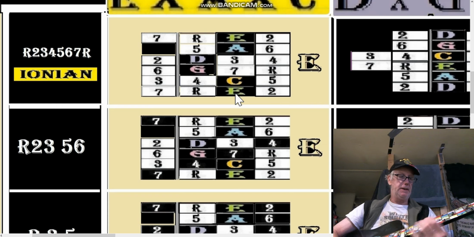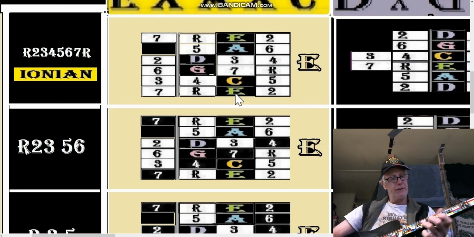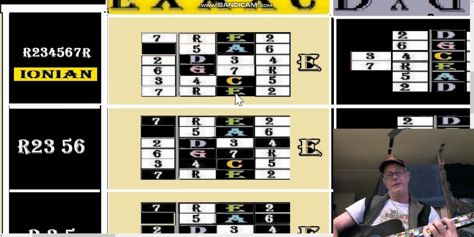It could be in the key of G. It's still 7 root 2, so it'd be 7 root 2, 3, 4, 5, 6, 7 root 2, 3, 4, 5, 6, 7 root 2. Or a G-shaped, or what I call an S5G.